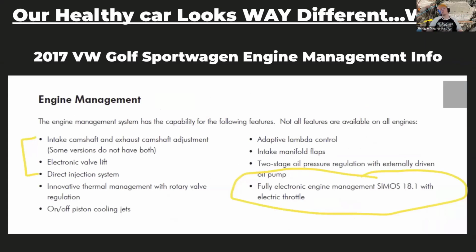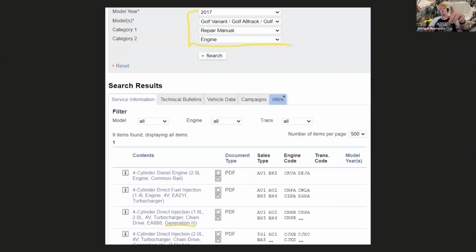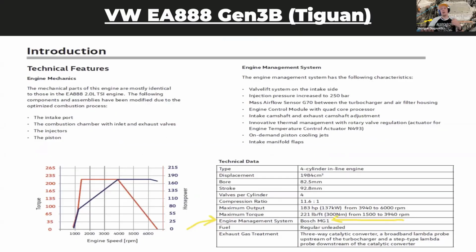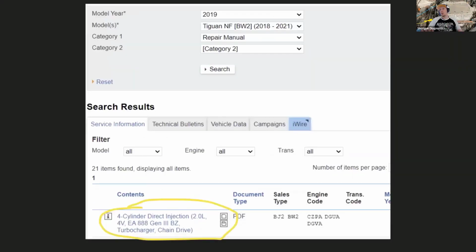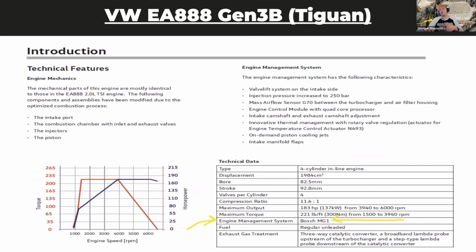So the Golf Sportwagen is a CMOS 18.1, which is a Siemens system. And if we go on to Irwin, which is the OE site, we can actually see the generation labeling of the engines. I look up the Golf variant, and it's a generation 3 EA888. Then I look up the other one. It's a 3B, so I can see it's a different generation, but also look at the ECM control. It's a Bosch MG1 control unit instead of a CMOS 18.1. So we have two different control units.